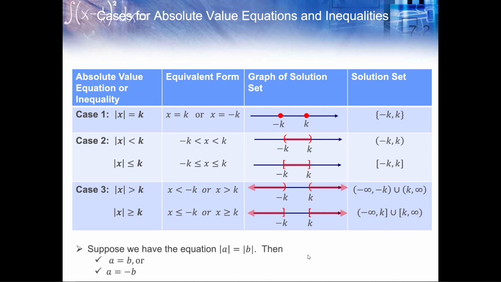You also find a certain special case where the absolute value of one expression might be equal to the absolute value of another expression, and that can be resolved by first considering a is equal to b, and then a is equal to negative b.